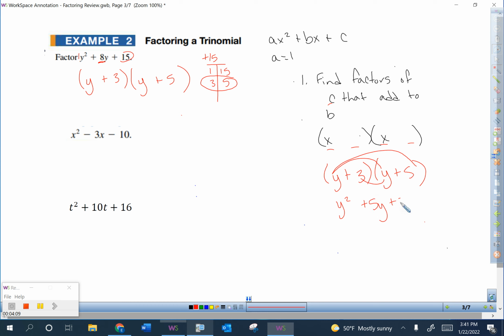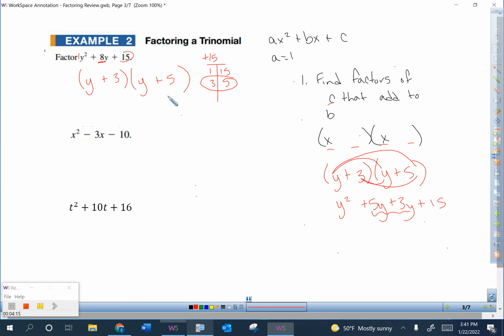Inside is plus 3y, and last is 3 times 5 is 15. And once you combine those like terms, it's equivalent to the original. Okay, so we're writing in factored form because the next thing we're going to do after factoring quadratics is solving them. And this is a really nice formatting to solve quadratic equations.